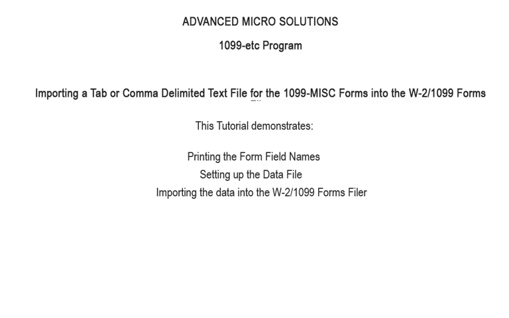This tutorial covers importing a tab or comma delimited text file for the 1099 miscellaneous information into the W-2 1099 forms filer. Only one pair or form type can be imported at a time. The import steps are the same for tab or comma delimited text files and for all form types.